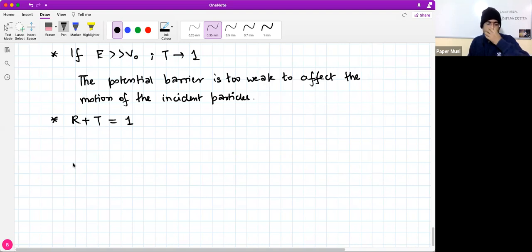Now let's see how the plot looks in terms of the de Broglie wave.